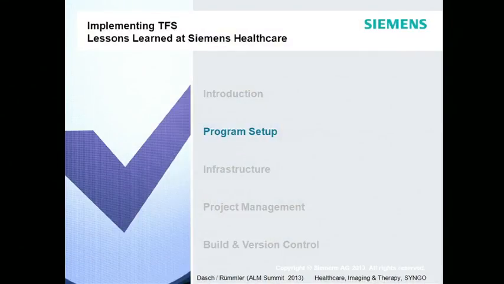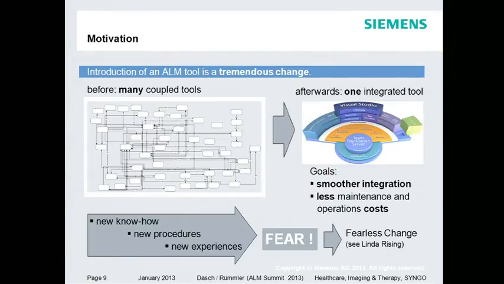Let's have a few insights into our program setup, how we set up the program, how we organize the TFS migration. First of all, our motivation. At the beginning, we had a huge set of coupled tools. You can imagine, starting from requirements engineering, bug tracking, a source control system, a continuous integration tool, different synchronization tools which synchronize data from A to B, and so on, custom websites, custom reporting, a huge bunch of tools. Our goal was to reduce the sheer amount of tools, have a tighter integration, and due to this, also save maintenance costs and operation costs.